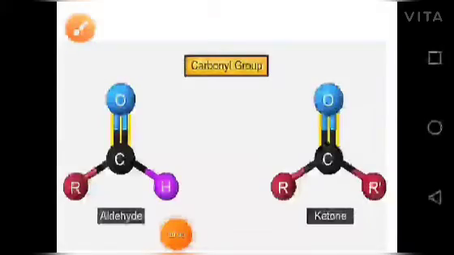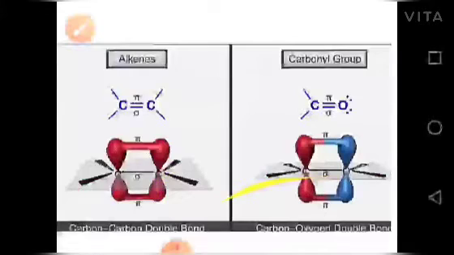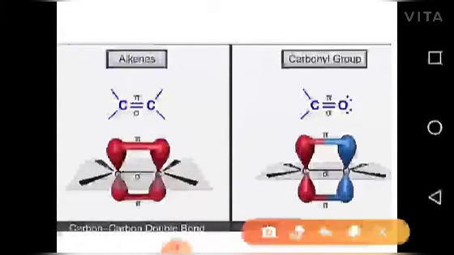The physical and chemical properties of aldehyde and ketone are determined by the structure of the carbonyl group. Yes, and it is very important to understand its structure. Now you can see here, like in alkene C double bond C, and in the carbonyl group, that is C double bond O, both are composed of one pi bond and one sigma bond. In both the cases, one pi bond and one sigma bond is given.